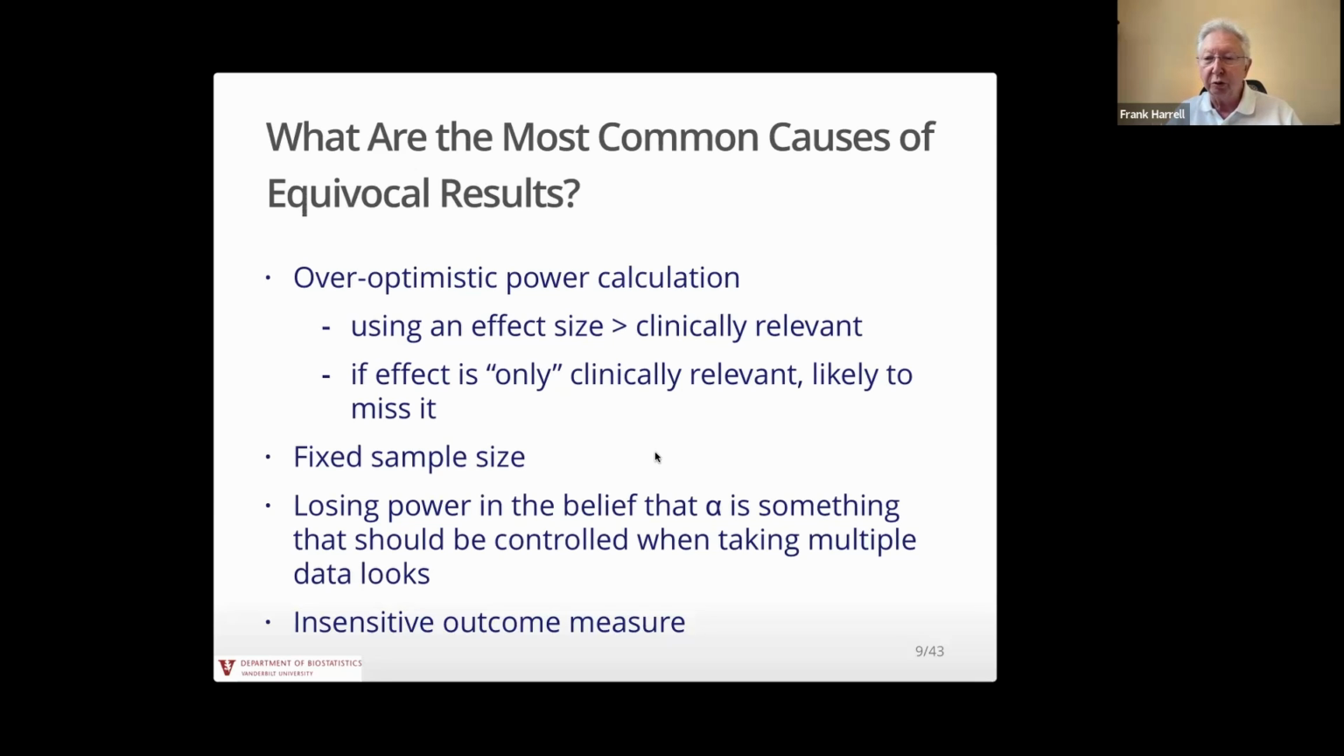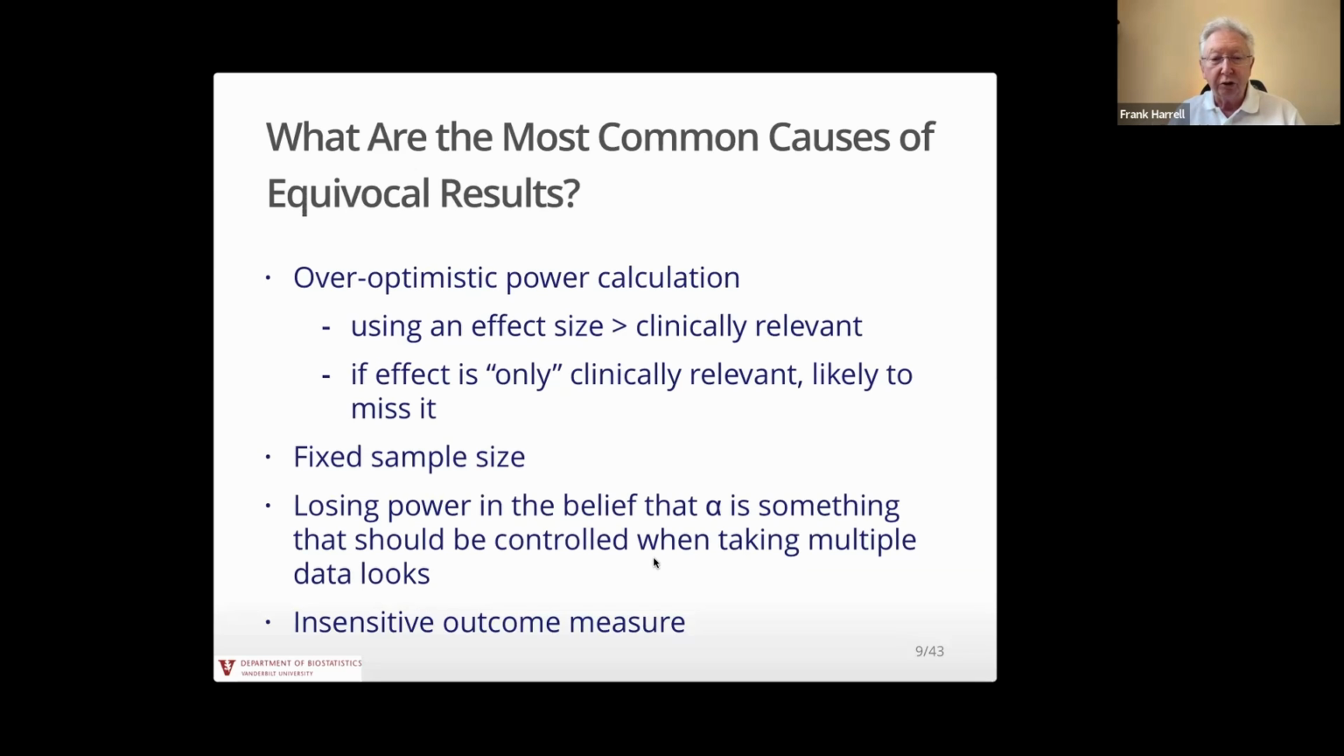And so this loses power and results in a huge number of equivocal studies. And when you take multiple looks at the data, the fact that people think you need to preserve alpha is making the assessment, sequential assessment, overly conservative. Another major cause of equivocal results is people are still using insensitive outcome measures.